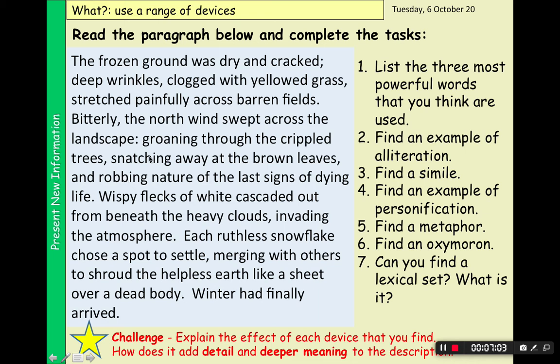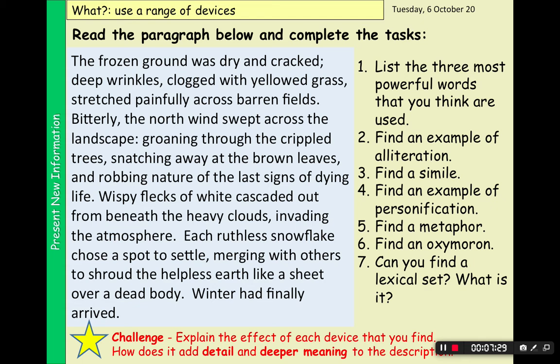signs of dying life. All of that kind of makes the wind seem as if it's a person, almost an invader or a thief coming into the natural landscape and taking away and kind of punishing the trees and the earth and robbing nature of life. So I liked that. Turned the wind into something evil.